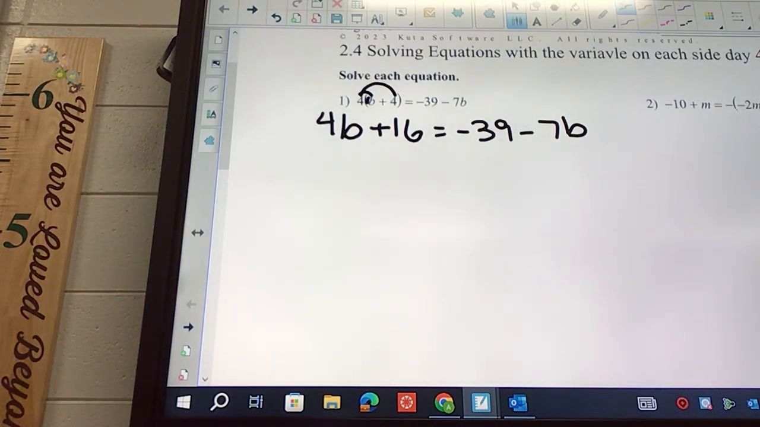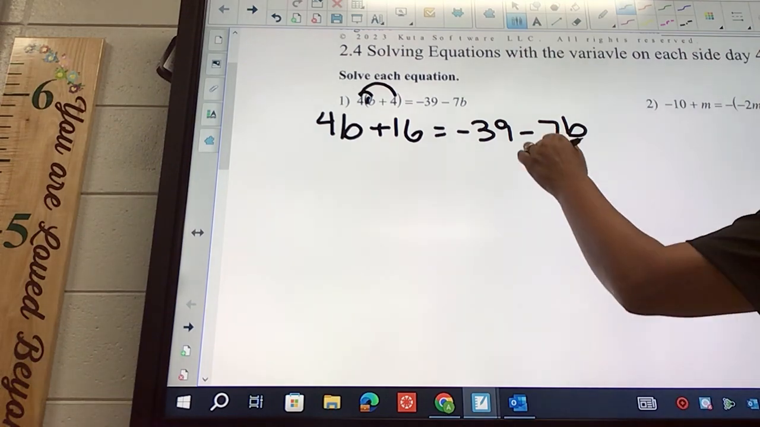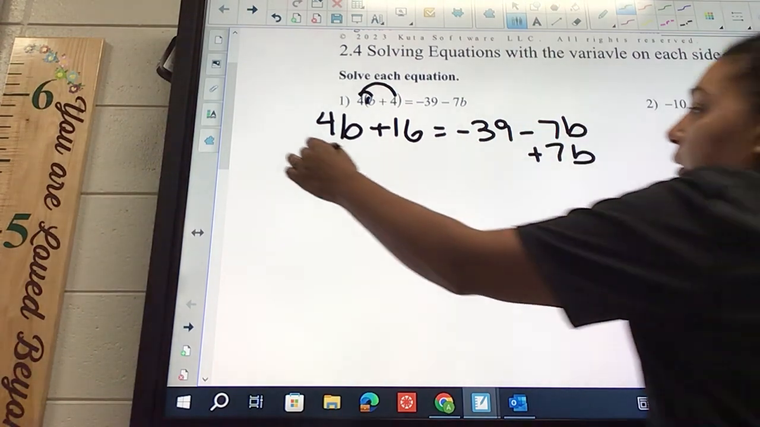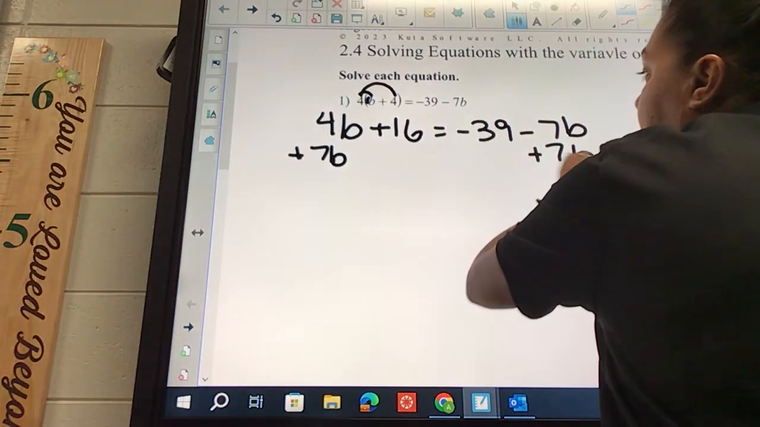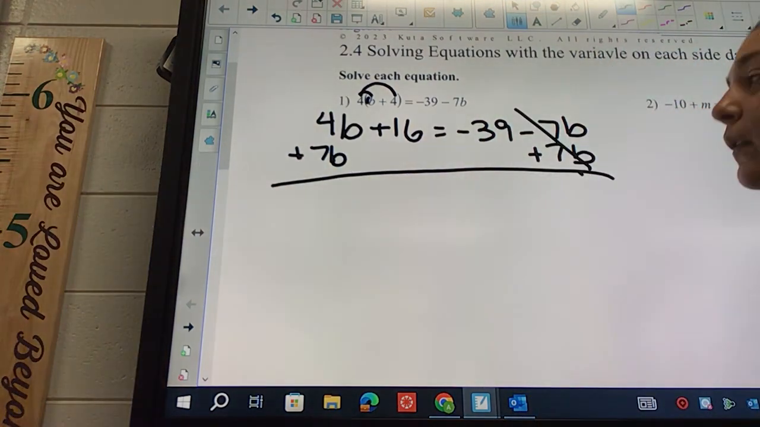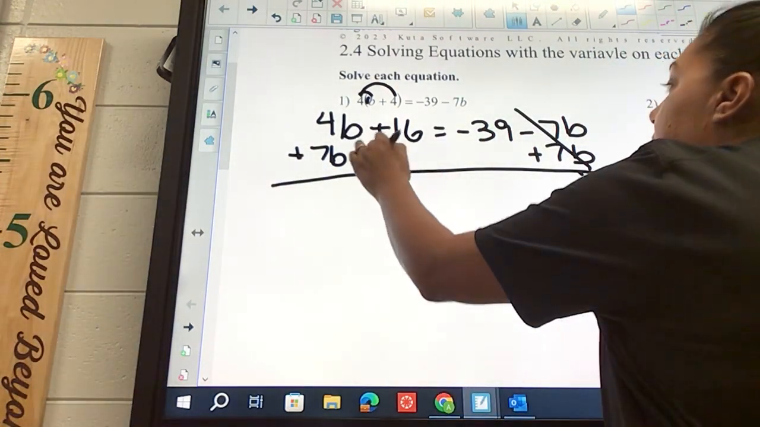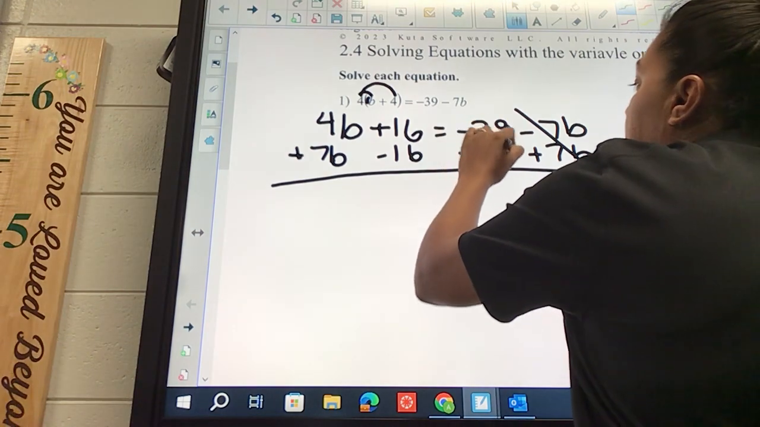Okay, and I have 2 pieces on one side and 2 pieces on the other side, so we can go ahead and start moving our letters to the left and the numbers to the right. So I'm going to say plus 7b, plus 7b. And we're going to say minus 16, minus 16.